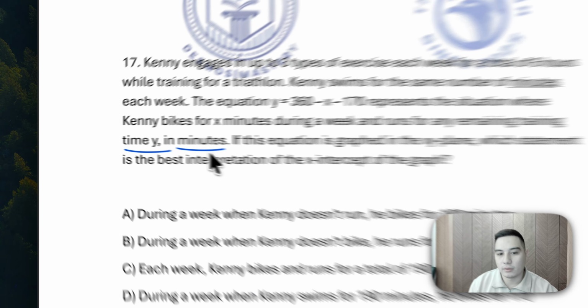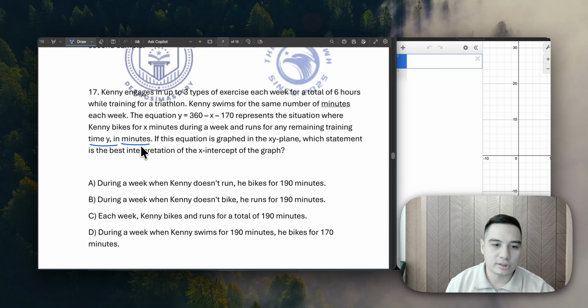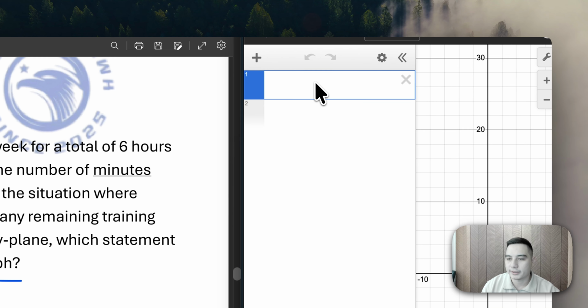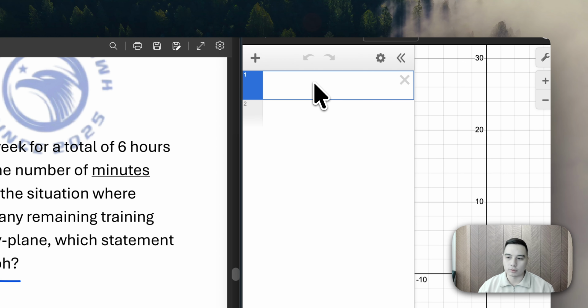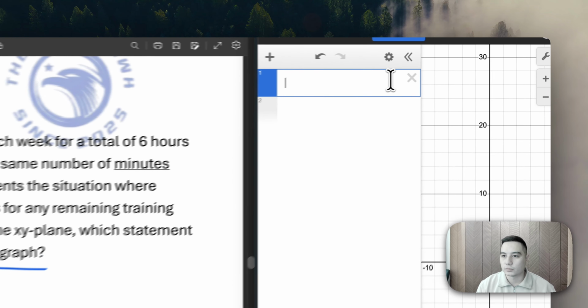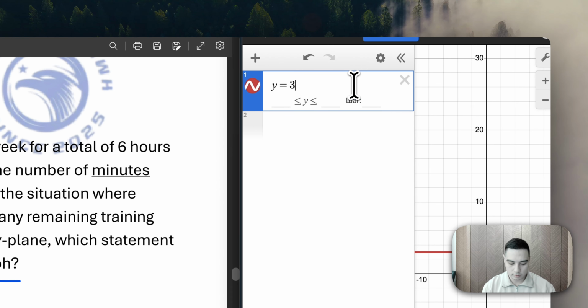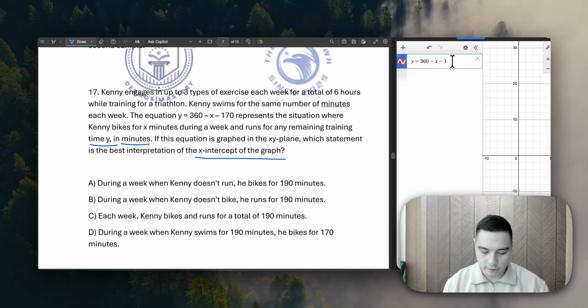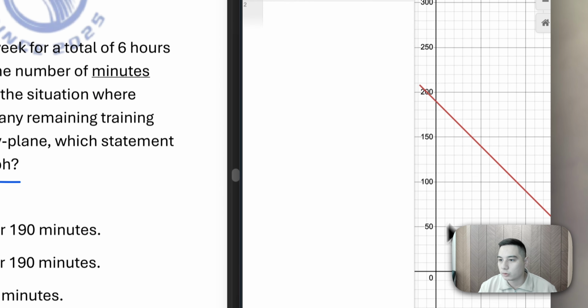If this equation is graphed in the xy plane, which statement is the best interpretation of the x-intercept of the graph? The x-intercept is when y is 0, so you don't have any running. So that means 360 minus x minus 170. I need to change the language. Again, not writing. Actually, I have a new keyboard and I'm just getting used to it.